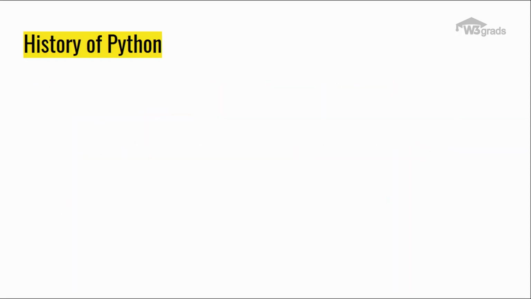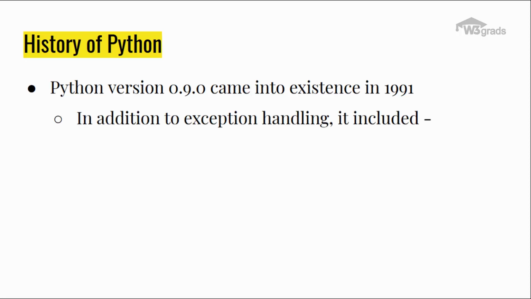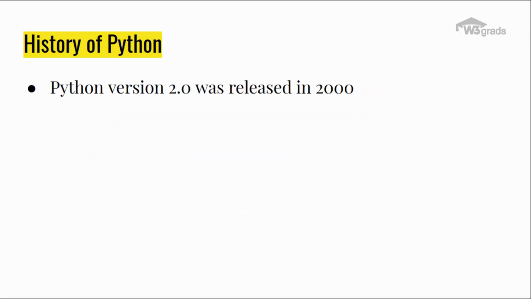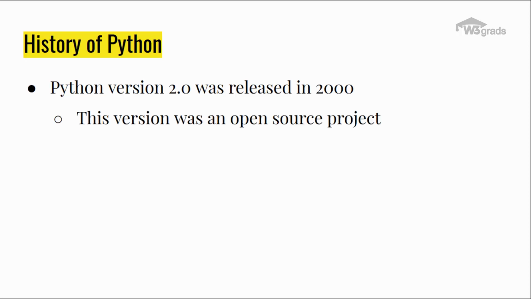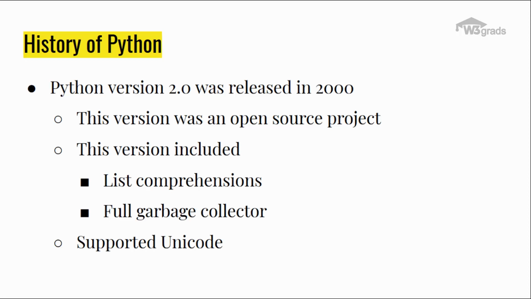Of course, Python, like other languages, has gone through a number of versions. Python 0.9.0 was first released in 1991. In addition to exception handling, Python included classes, lists, and strings. More importantly, it included lambda, map, filter, and reduce, which aligned it heavily in relation to functional programming. In 2000, Python 2.0 was released. This version of Python was more of an open-source project from members of the National Research Institute of Mathematics and Computer Science. This version of Python included list comprehensions, a full garbage collector, and it supported Unicode.